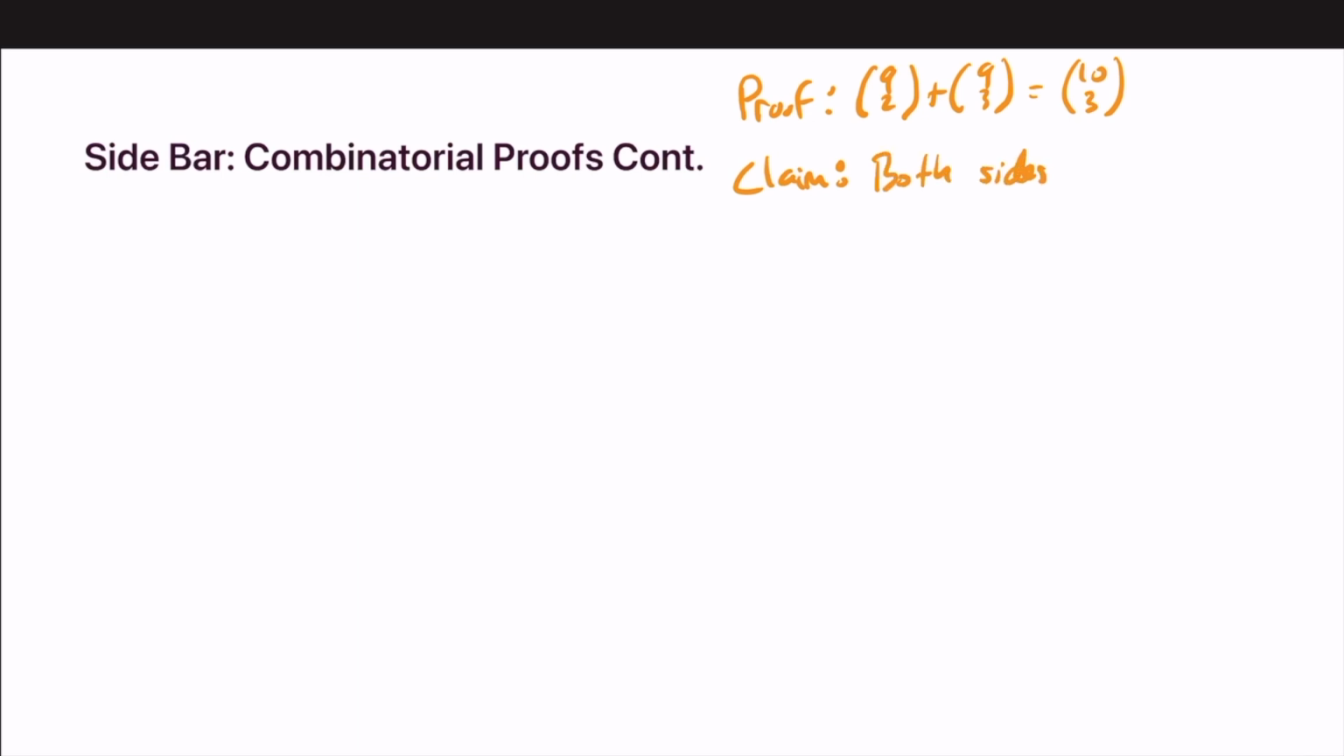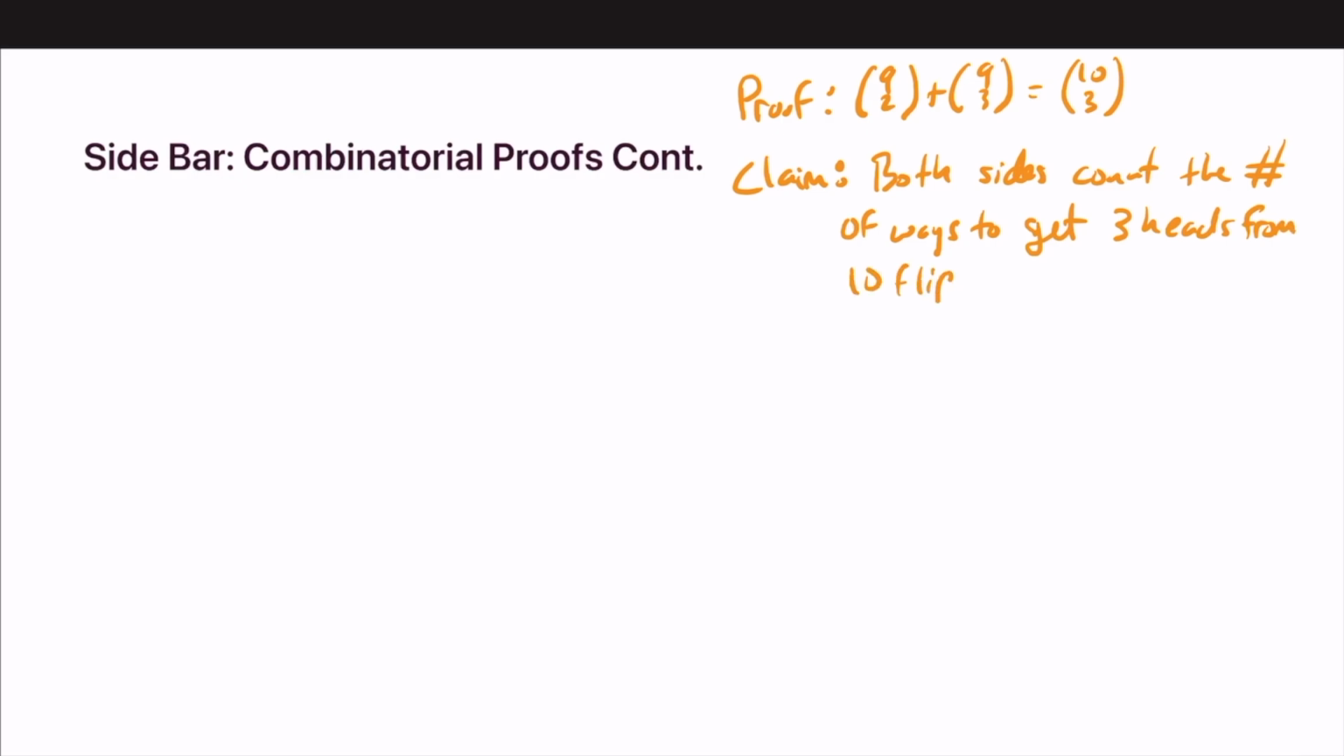both sides count the number of ways to get 3 heads from 10 flips, right? 10 choose 3, 10 flips choose 3 heads is the same thing as saying 9 choose 2 plus 9 choose 3. And that's what we're trying to show.